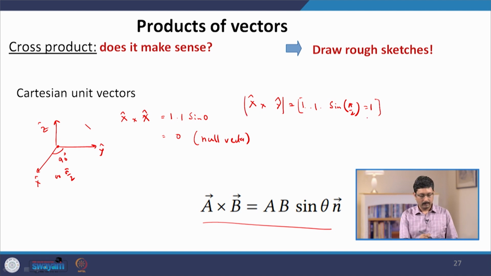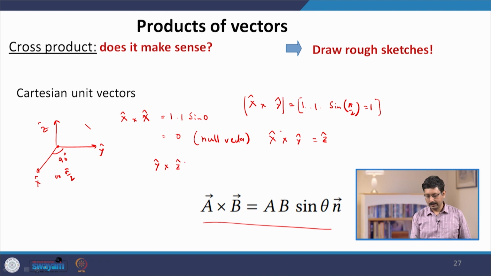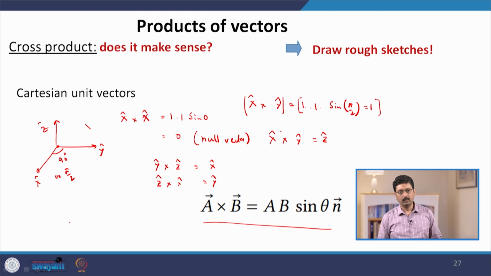Now, what about the direction? If you apply your right hand thumb rule, you start from the x axis and move towards the y axis, then your right hand thumb will point in the z direction. So, the cross product between x and y is the unit vector along the z axis, which is z hat. You can verify that the cross product between y and z is x hat, and the cross product between z and x is y hat. That is why the particular way I have drawn this coordinate system is called a right handed coordinate system.